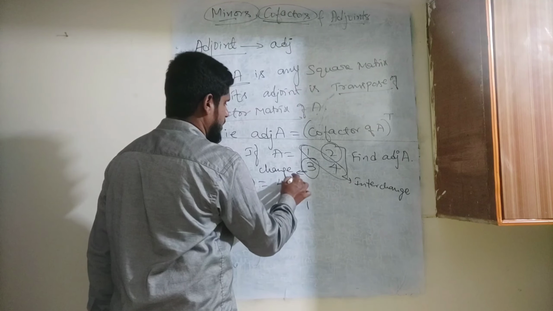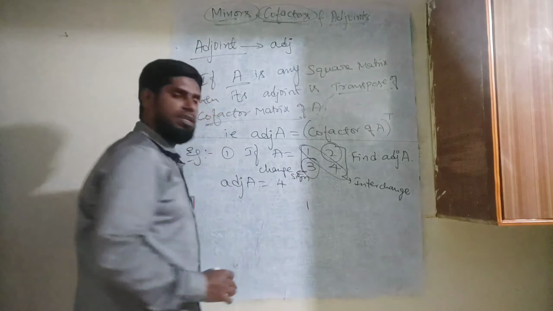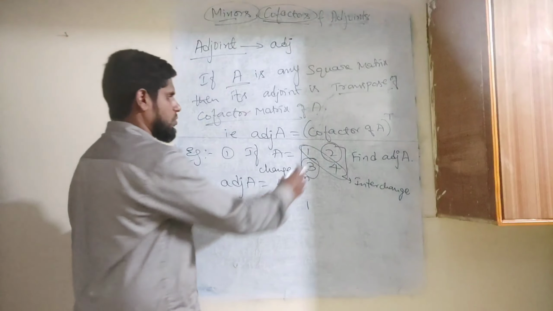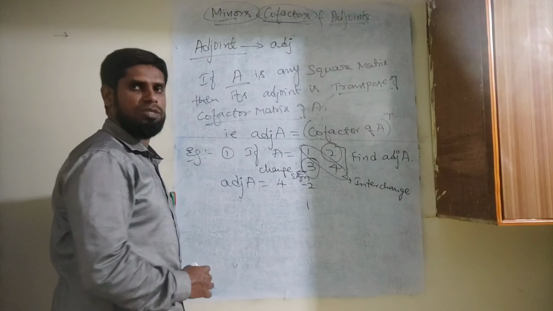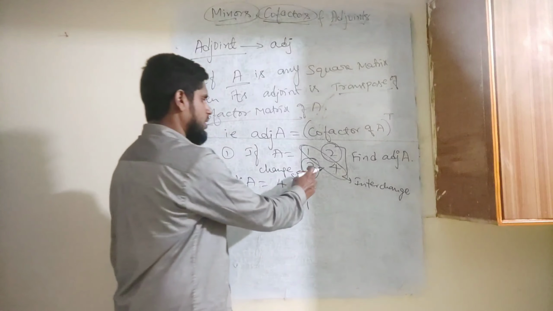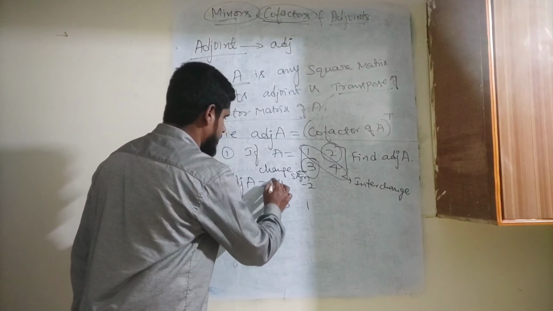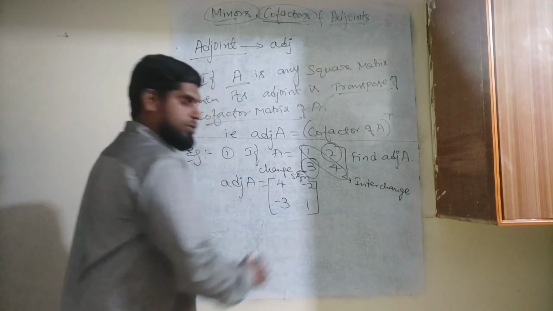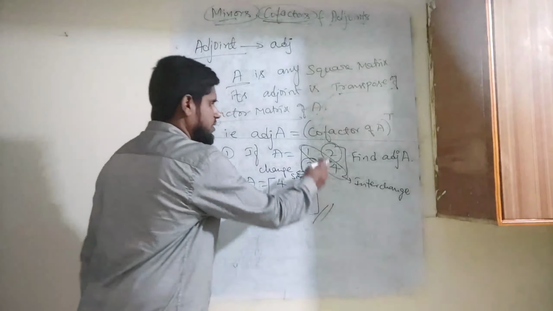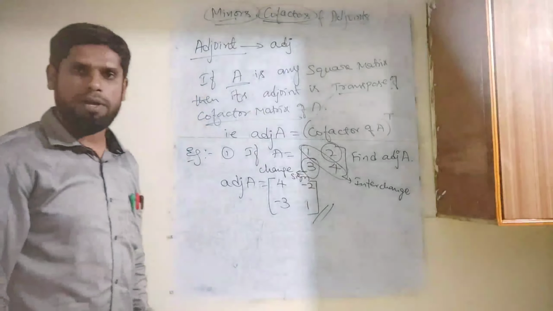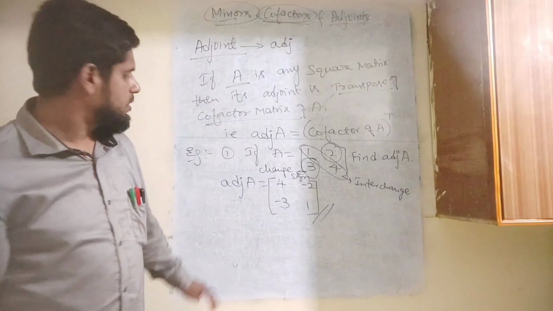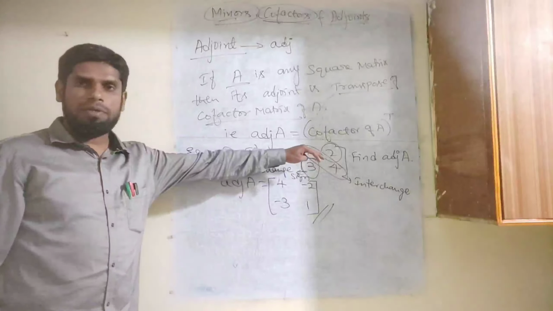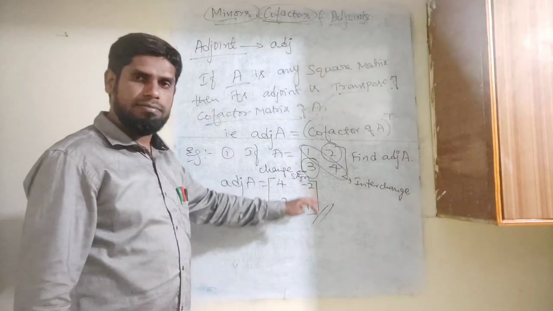Change of sign. So 2, it is 2 only, but this time write -2 because we should change the sign. There is a 3 here, we should write -3. So this is the adjoint of this 2 cross 2 matrix without finding any cofactors, any minors. If you follow the procedure, definitely we will get the same thing.